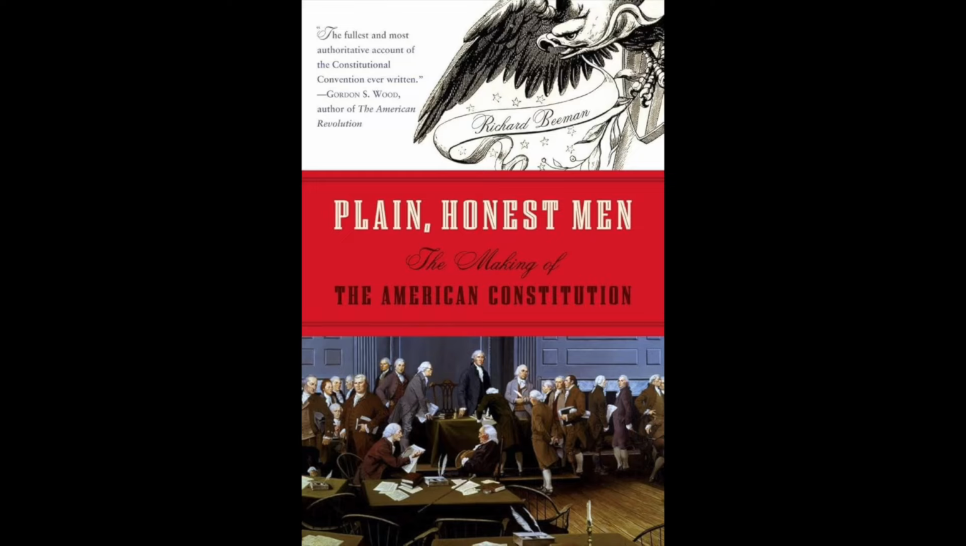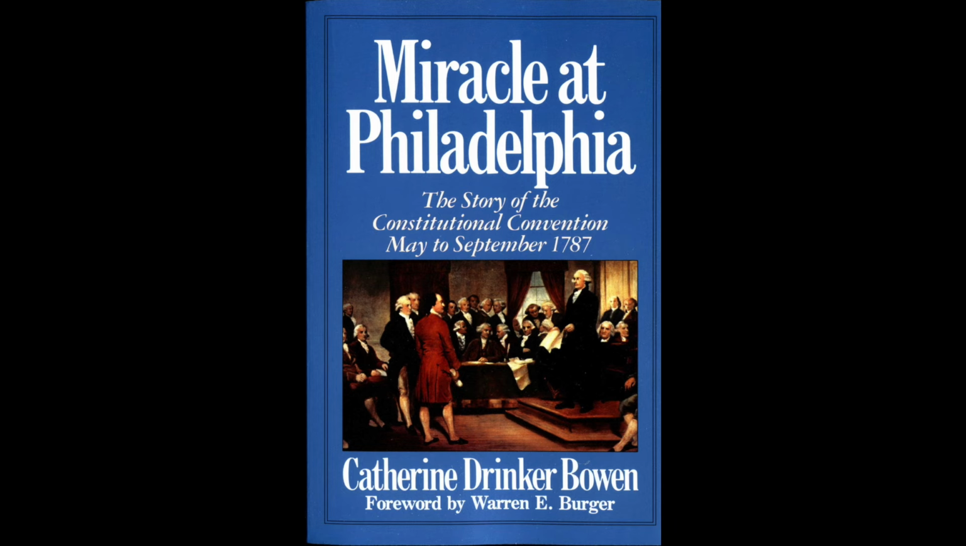Then the two newer resources that I use starting with the last episode are those that cover specifically the formation, the creation, the structure, the arguments, all of the stuff that went into the United States Constitution. The first of those is called Plain, Honest Men: The Making of the American Constitution, and that was written by Richard Beeman. And then the other book, which is a little bit older, it's from the 1960s. It's called Miracle at Philadelphia: The Story of the Constitutional Convention, May to September 1787, and that was written by Catherine Drinker Bowen.